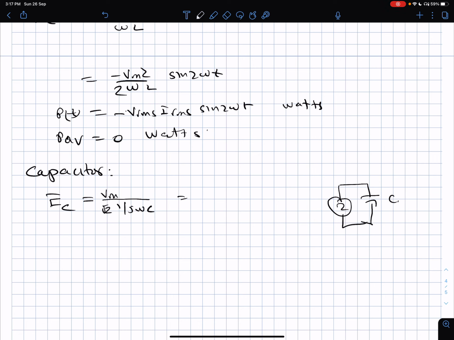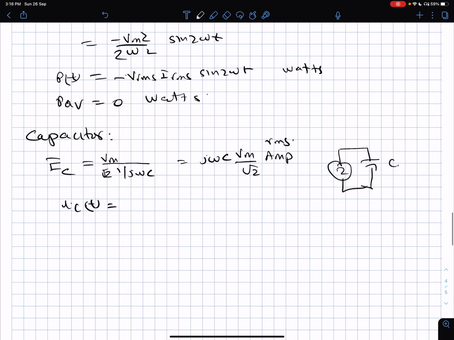Vm by root 2 is the phasor voltage value. Impedance is 1 by j omega C. So j omega C Vm by root 2 amps is the current. If you want, to make yourself comfortable, write it as the RMS amps of the capacitor. So IC of t is going to be, first of all, let's draw the phasor diagram.